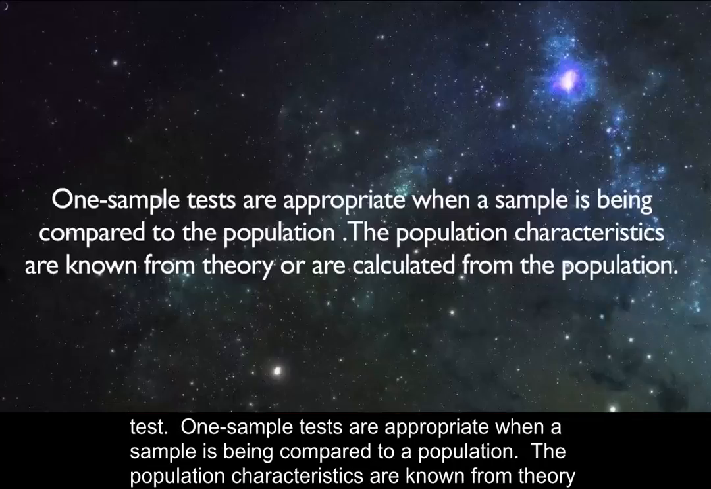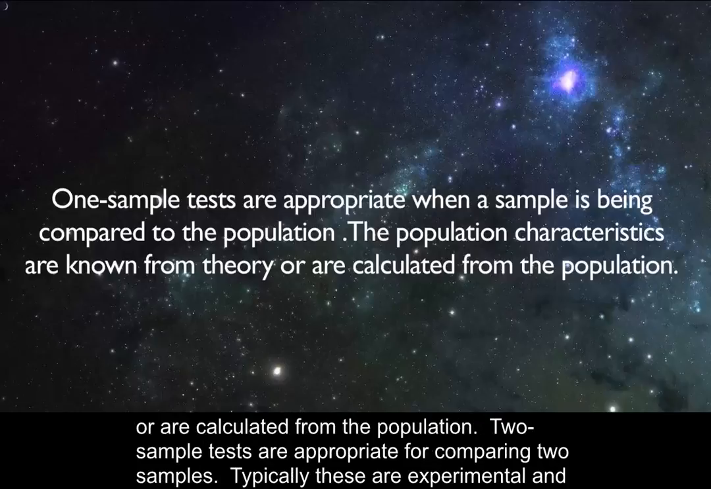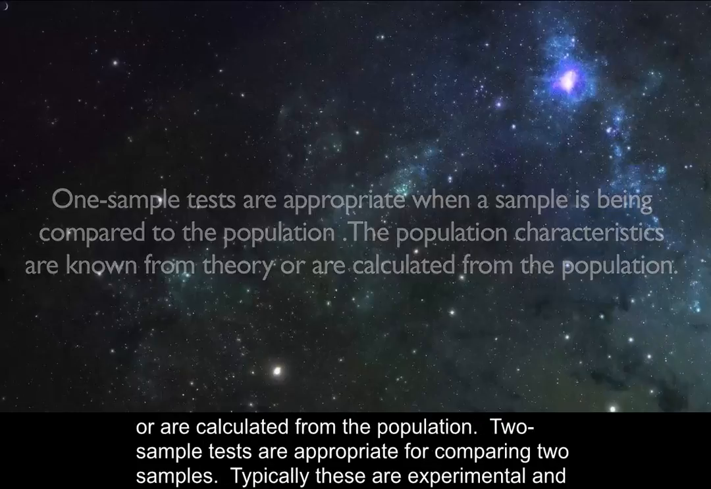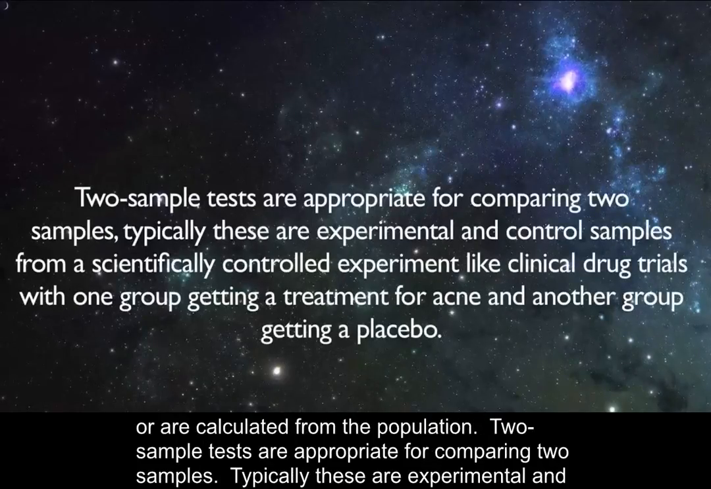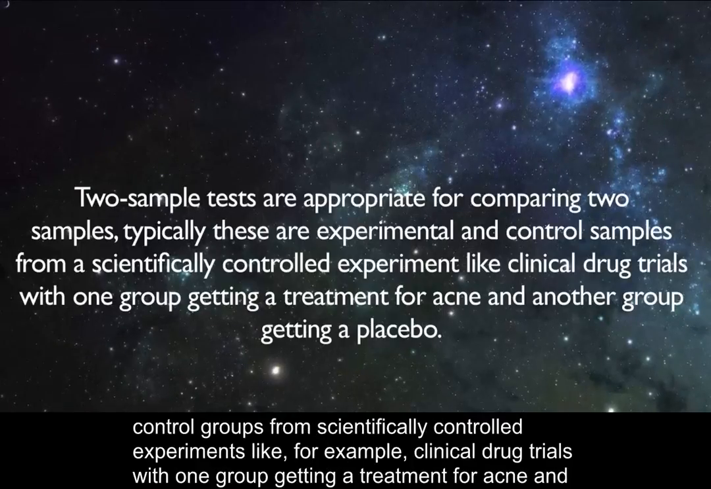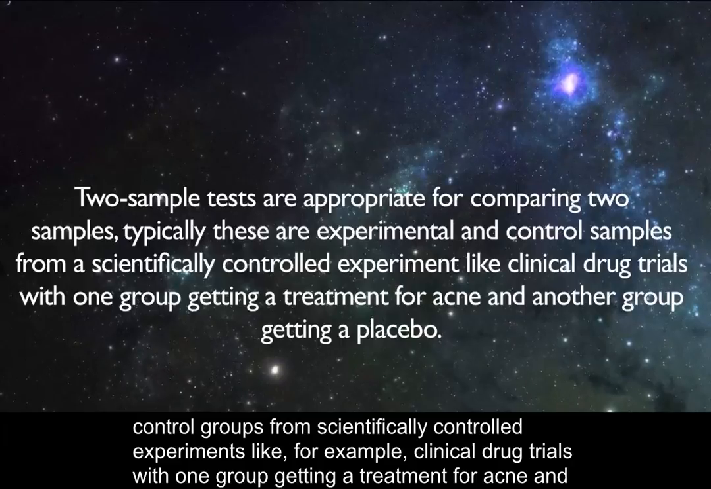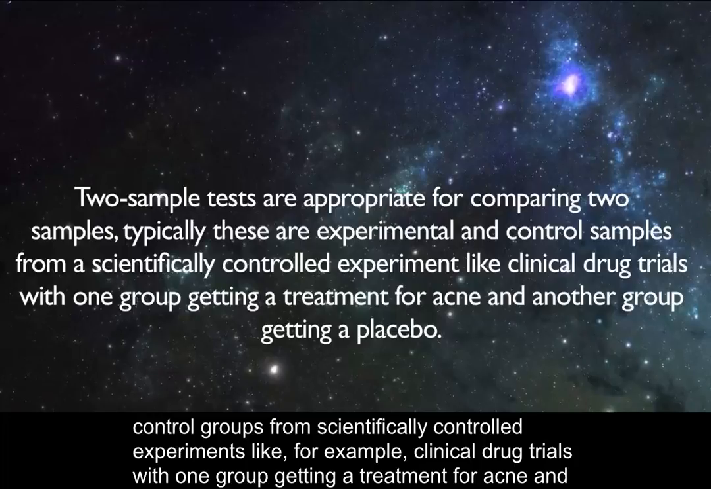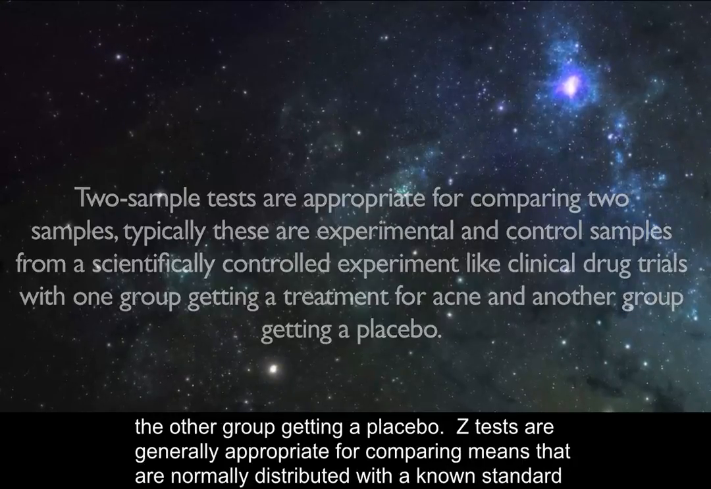One sample tests are appropriate when a sample is being compared to a population. The population characteristics are known from theory or are calculated from the population. Two sample tests are appropriate for comparing two samples. Typically, these are experimental and control groups from scientifically controlled experiments, like, for example, clinical drug trials, with one group getting a treatment for acne and the other group getting a placebo.